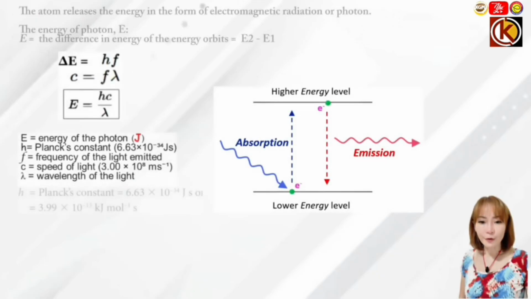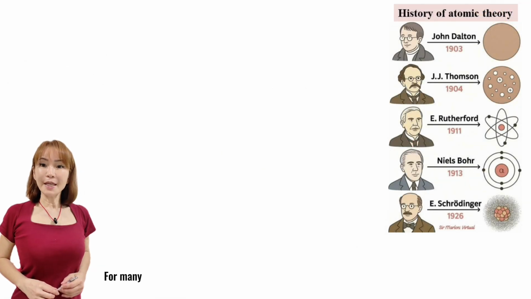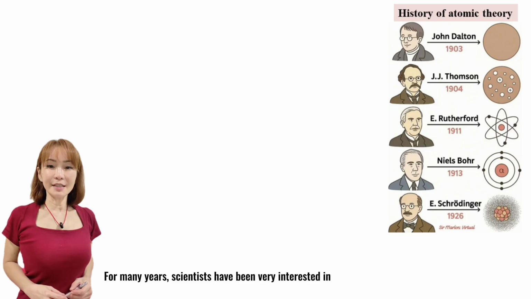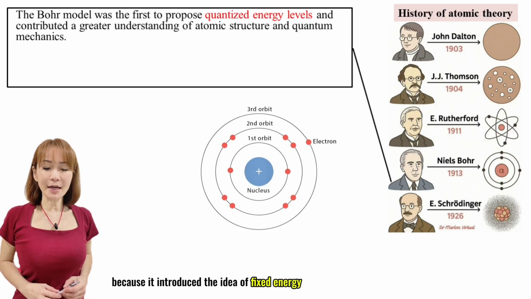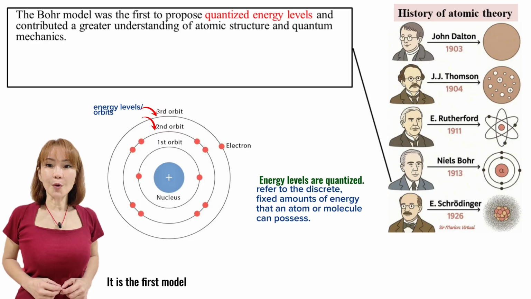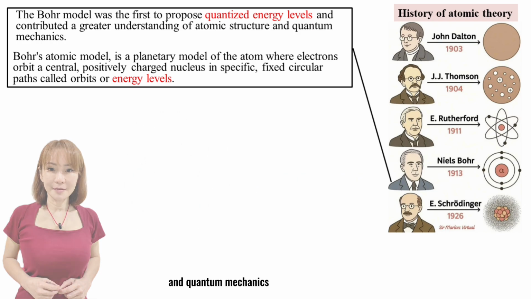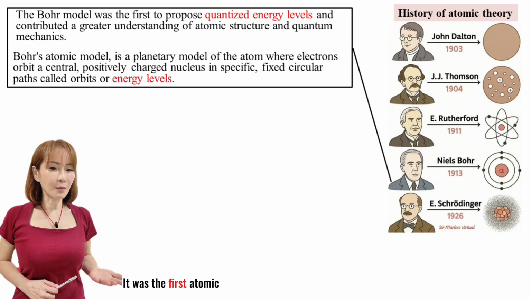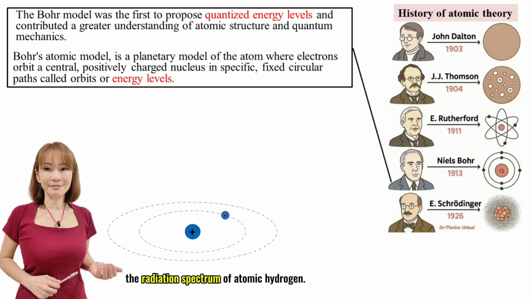The energy of the photon released is related to the frequency of the light using the following equations. For many years, scientists have been very interested in the atom. The Bohr model was important because it introduced the idea of fixed energy levels. It is the first model to propose quantized energy levels and contributed to a greater understanding of atomic structure and quantum mechanics. It was the first atomic model to successfully explain the radiation spectrum of atomic hydrogen.